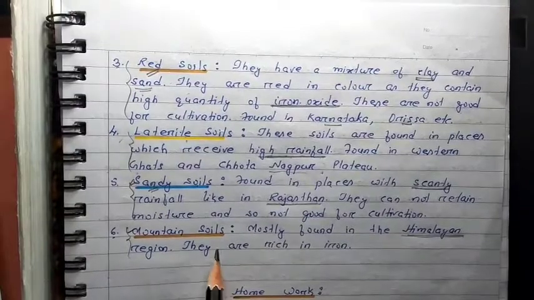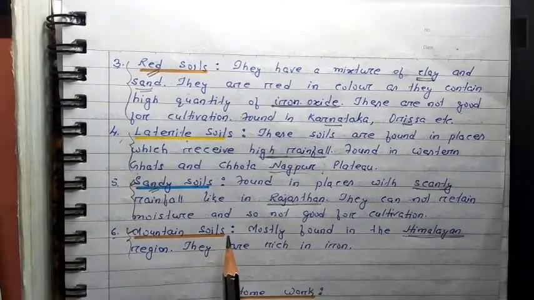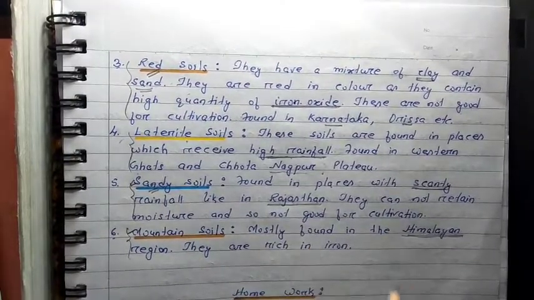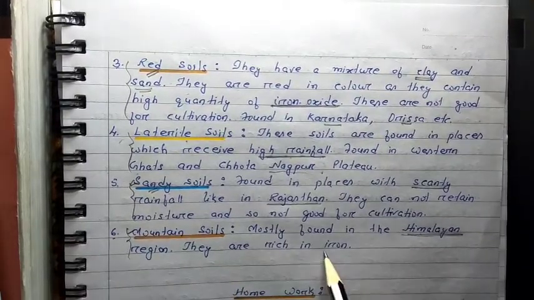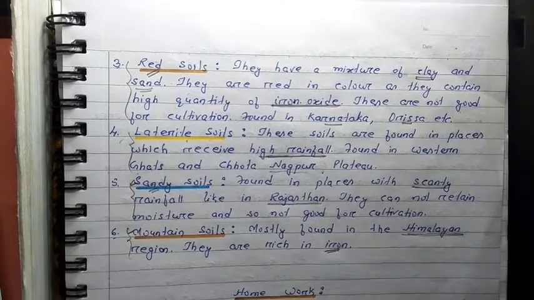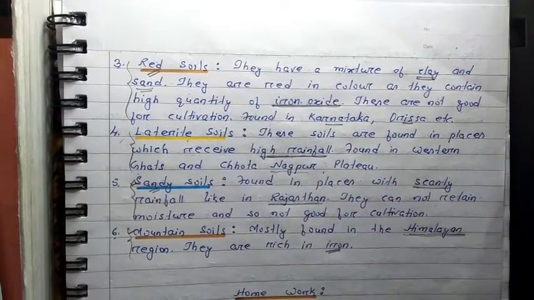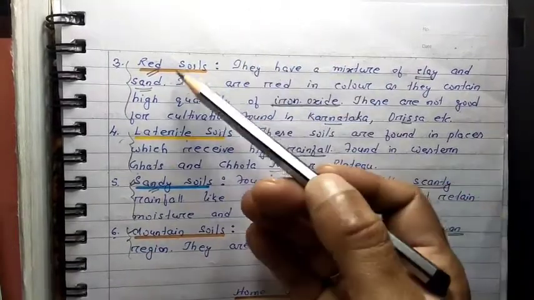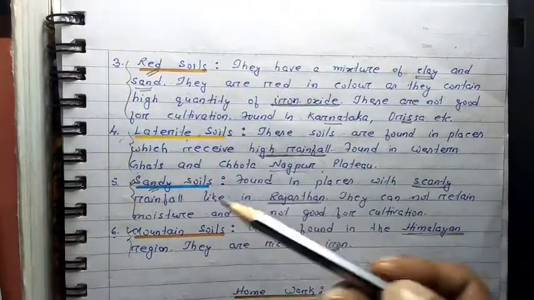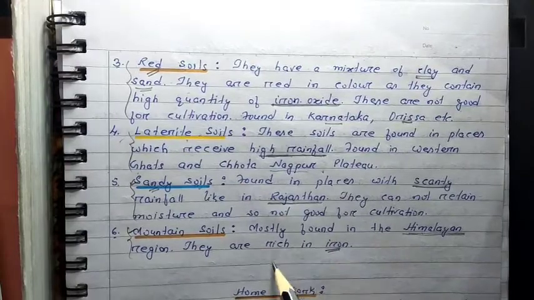So for now, you just need to know that these mountain soils, they are mostly found in the mountainous regions and in the Himalayan region mostly, and these type of soils are very much rich in iron. So these are the different types of soils which are found in our country. One is alluvial soil, one is black soil, then comes red soils, laterite soils, sandy soils and mountain soils.